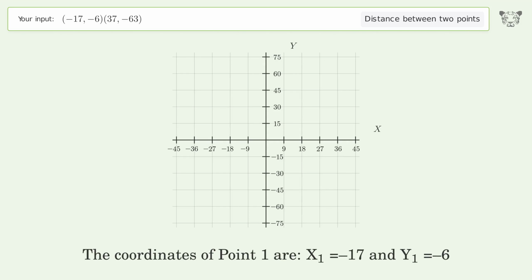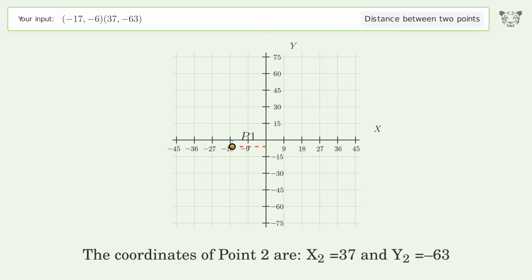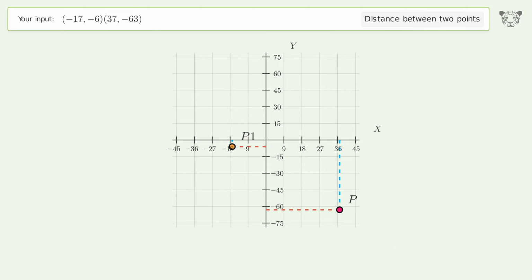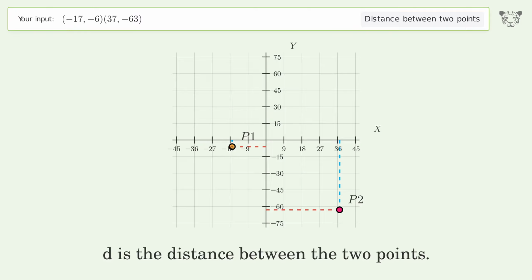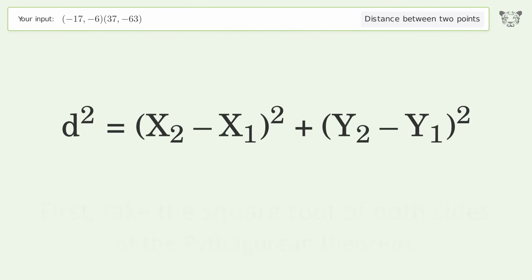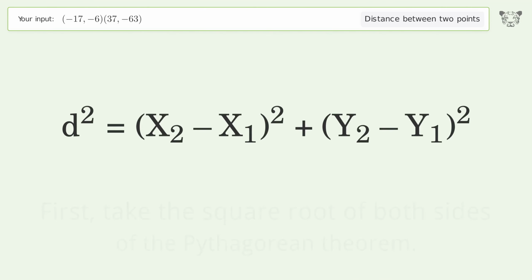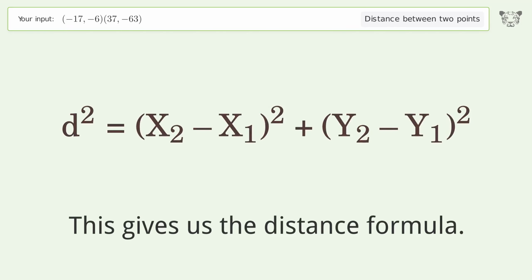The coordinates of point 1 are x1 equals -17 and y1 equals -6. The coordinates of point 2 are x2 equals 37 and y2 equals -63. D is the distance between the 2 points. First, take the square root of both sides of the Pythagorean theorem. This gives us the distance formula.